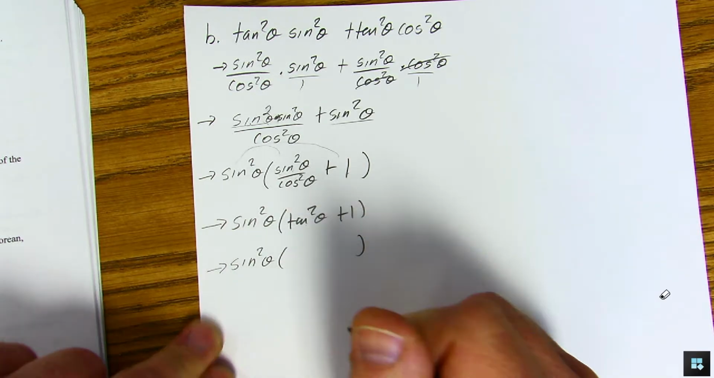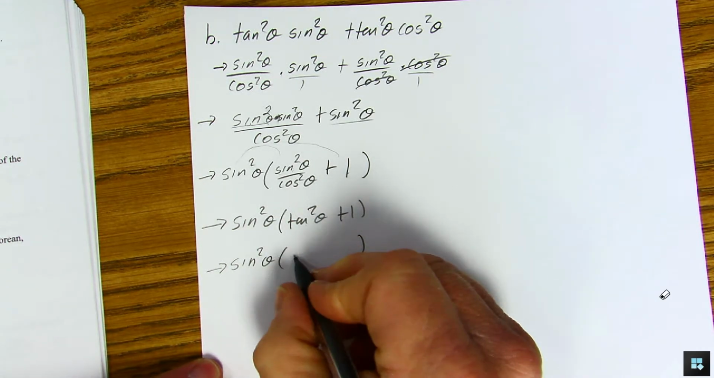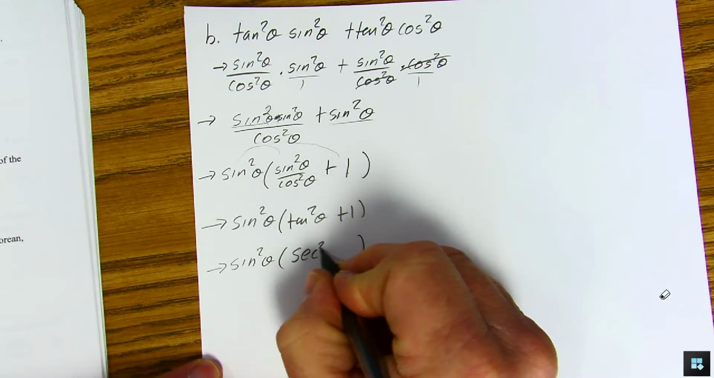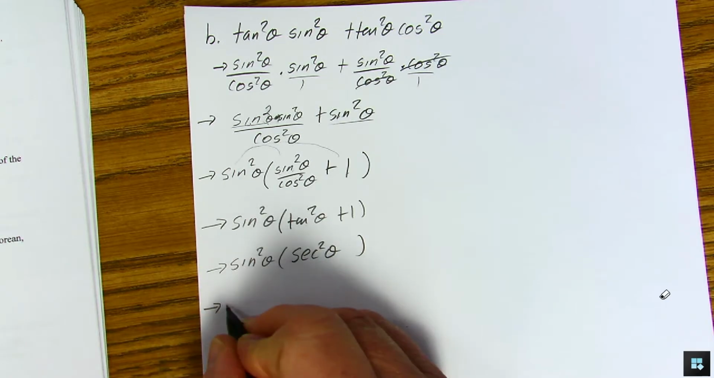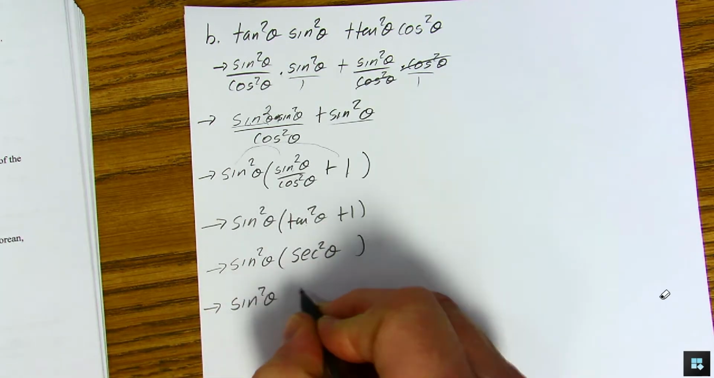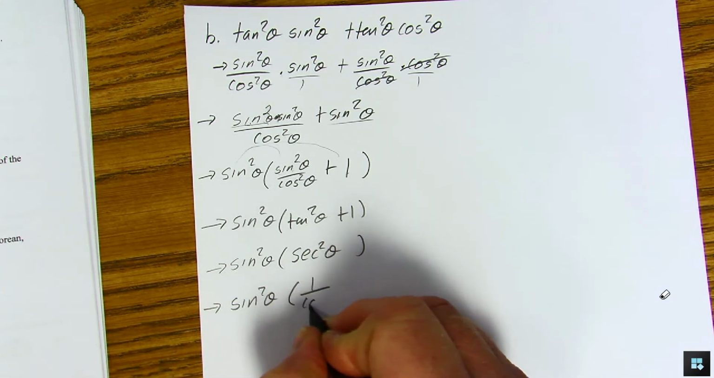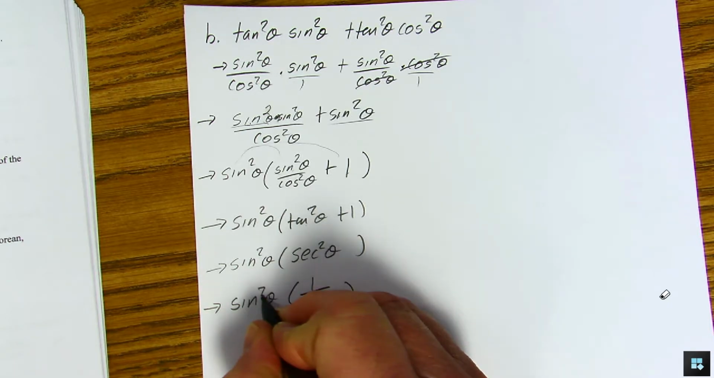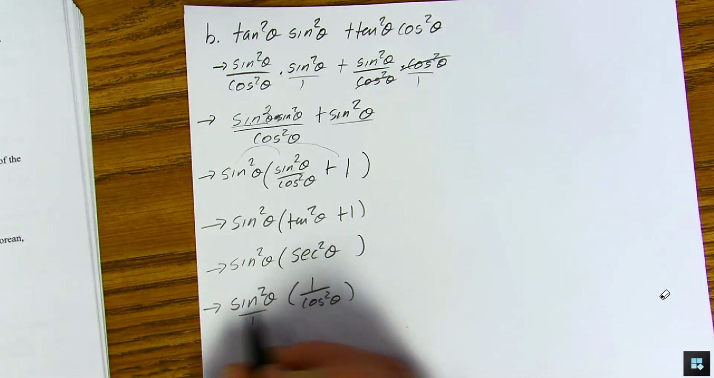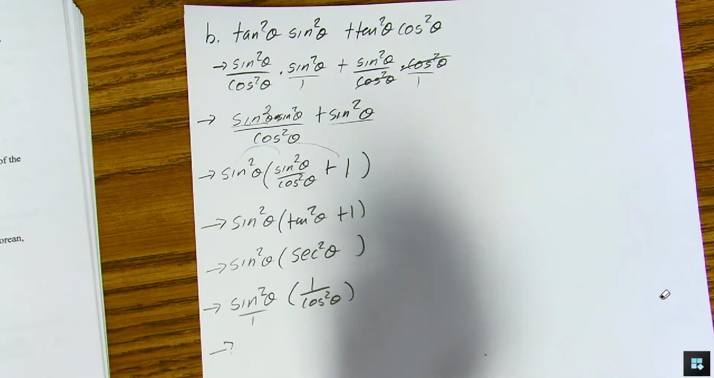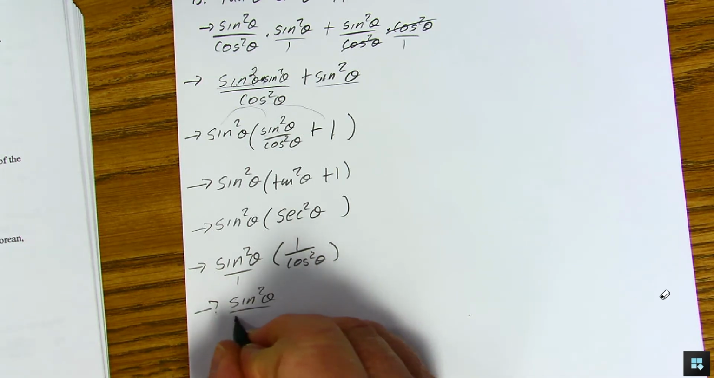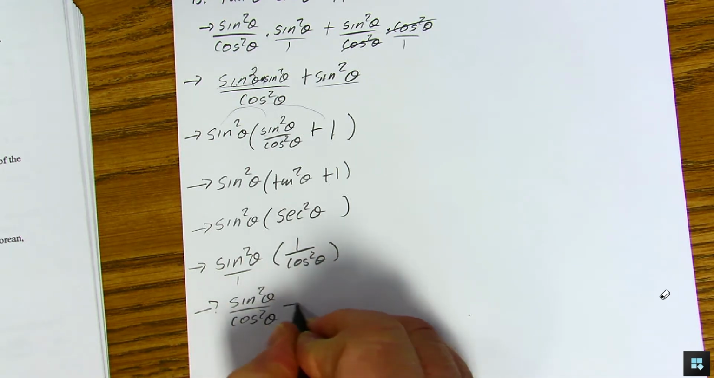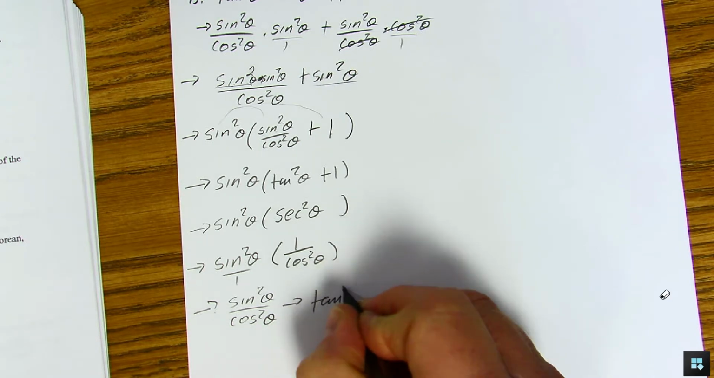If you don't, look back at your notes. But it is secant squared theta. But wait a minute, we have another name for secant squared theta. Secant squared theta is just 1 over cosine squared theta, which this is over 1. So now by multiplication, it follows that we get sine squared theta over cosine squared theta, which of course you guys know to be tangent squared theta.